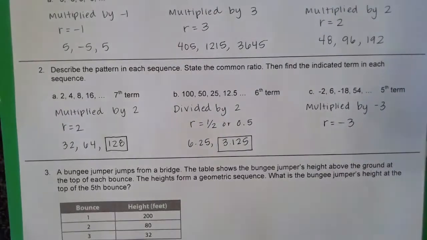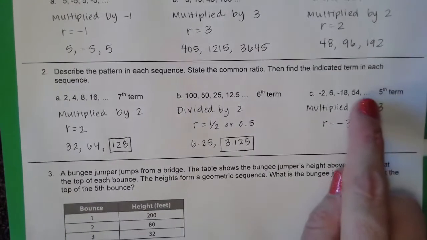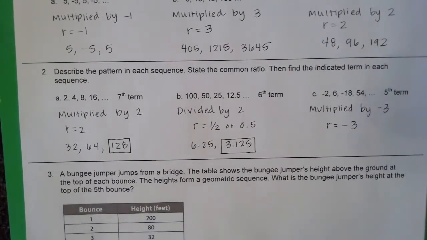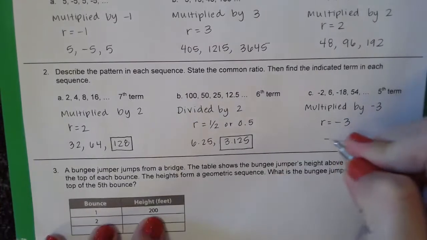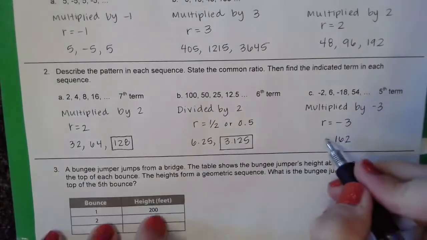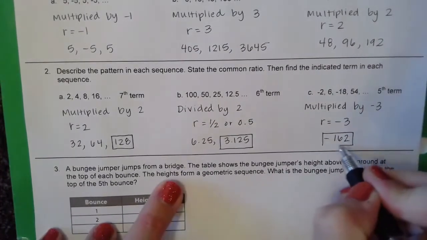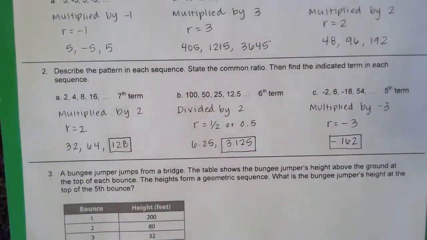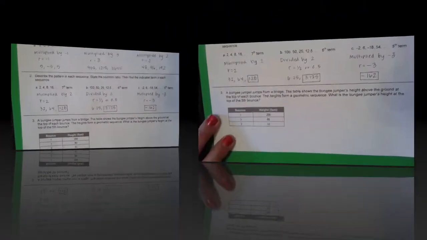And then they want me to find the 5th number in the list on this one. So I would take the 4th number, the last one that they gave me, 54, and I times that by -3. And so my answer for this question is -162. I only had to find 1 in this one because they just wanted me to find the 5th number in the list, and that was the next number.